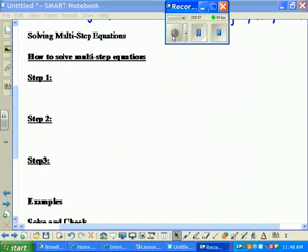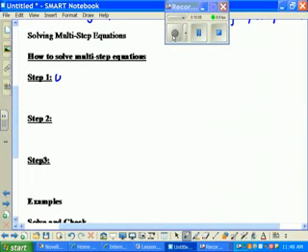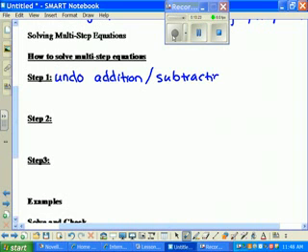Solving multi-step equations. Okay, so how do we solve a multi-step equation? Multi-step means more than one step. We were just doing one-step equations. Step one, you ready? Step one is to undo addition or subtraction. Okay, so that's our first step. When we're solving these multi-step, we're going to undo addition or subtraction.